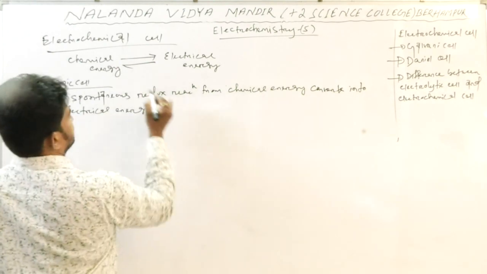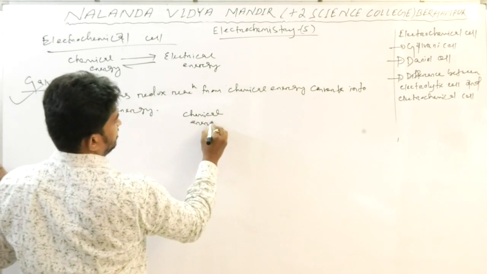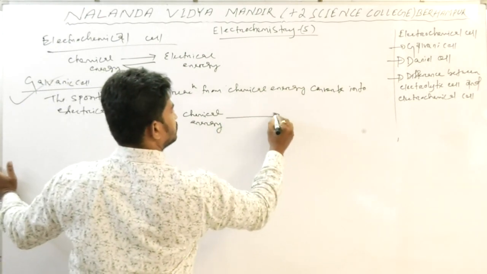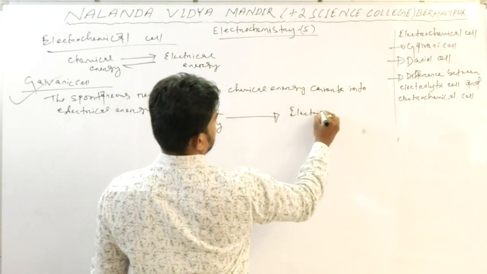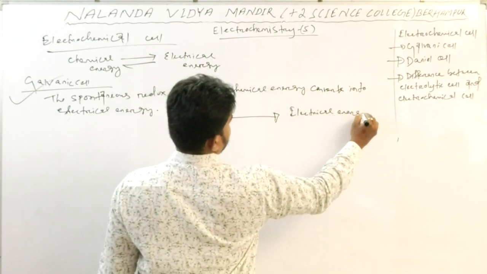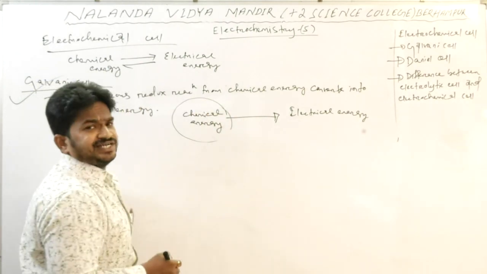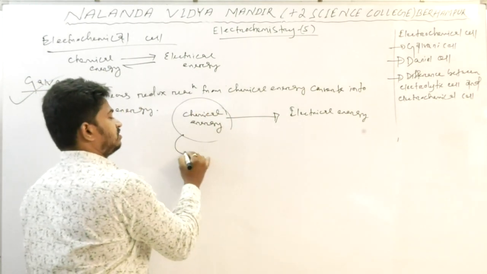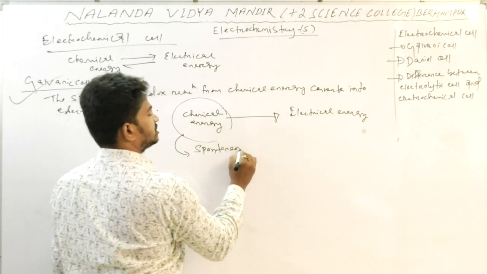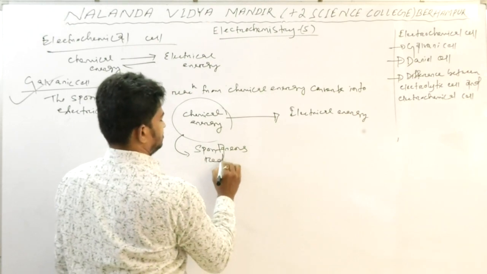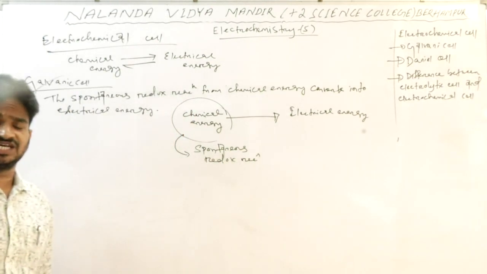That is the chemical energy converting into electrical energy. So this chemical energy, where does it come from? It comes from the spontaneous redox reaction in the cell.